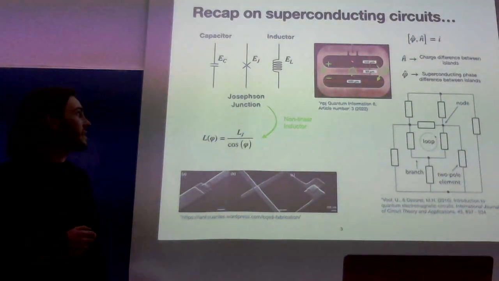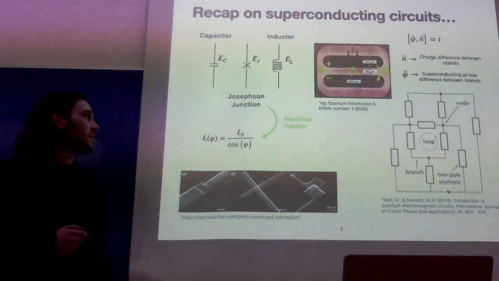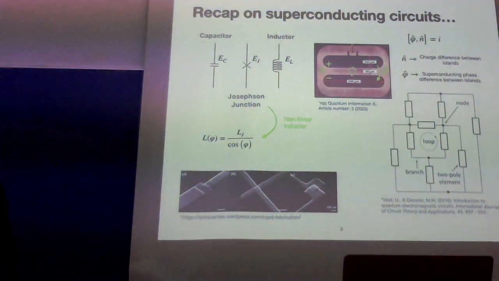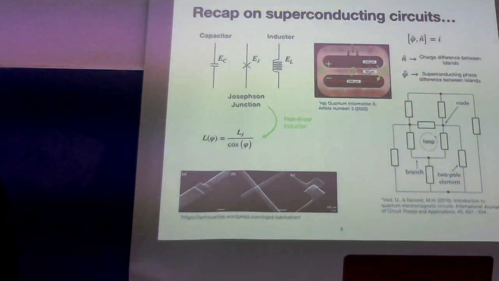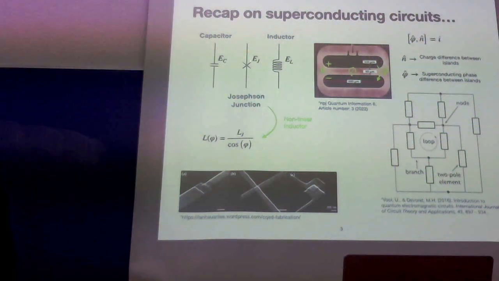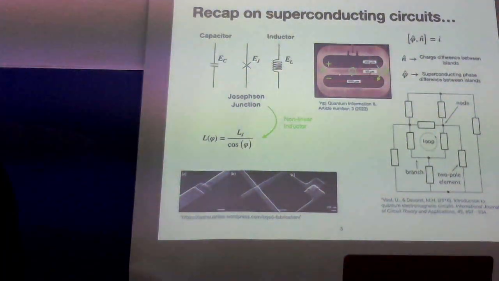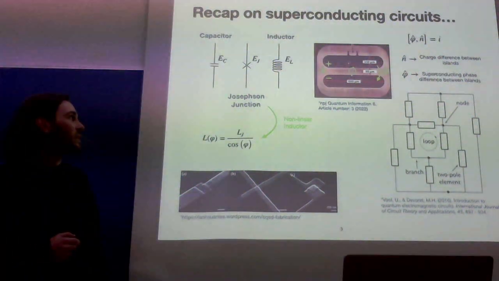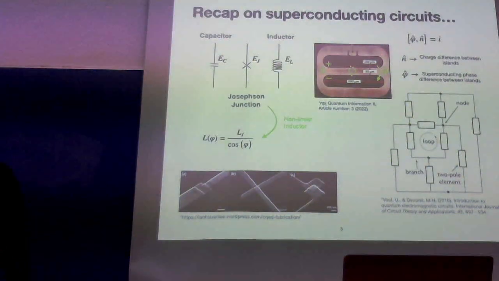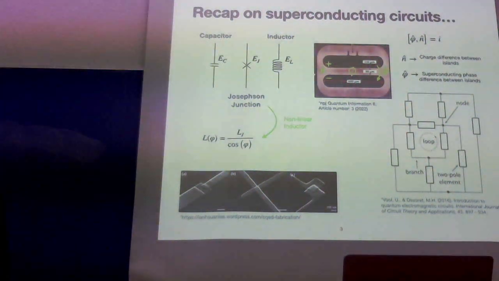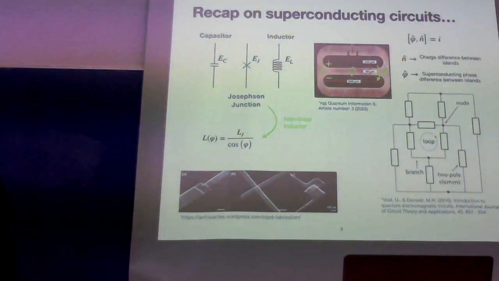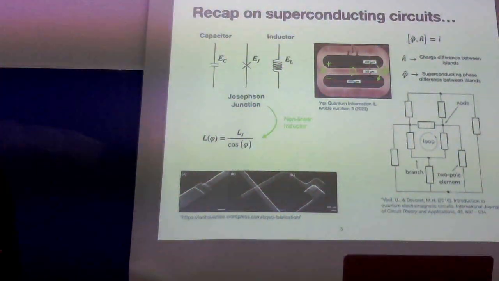And these kinds of elements are arranged in these kinds of structures, just like regular electrical circuits. Here I put an image of a real device, a transmon. Here we can see that we have two islands. They are coupled together through a junction, one of these components. And the variables that we care about are the difference of charges between these islands, which is represented with this operator n, and the difference of the superconducting phase, which is represented with this operator phi.